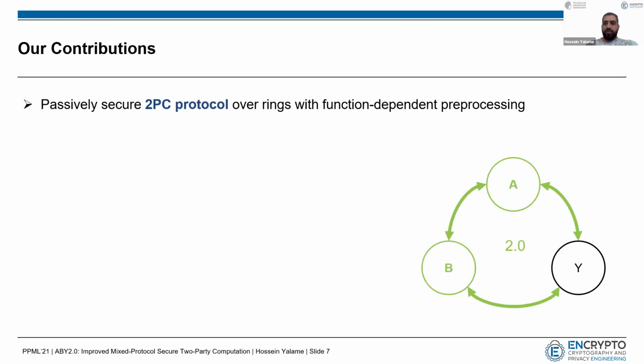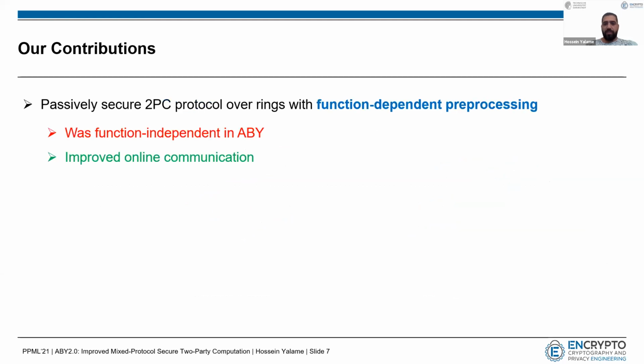Talking about our contribution, we have a new passively secure 2PC protocol with function-dependent preprocessing, which is not the case in ABY. In ABY, they use function-independent preprocessing, but function-dependent preprocessing means we should know the function we want to evaluate in advance, and that is the case, for example, for PPML applications, where we know the function in advance. And also we improve the online communication compared to a state-of-the-art work at least 2 times.